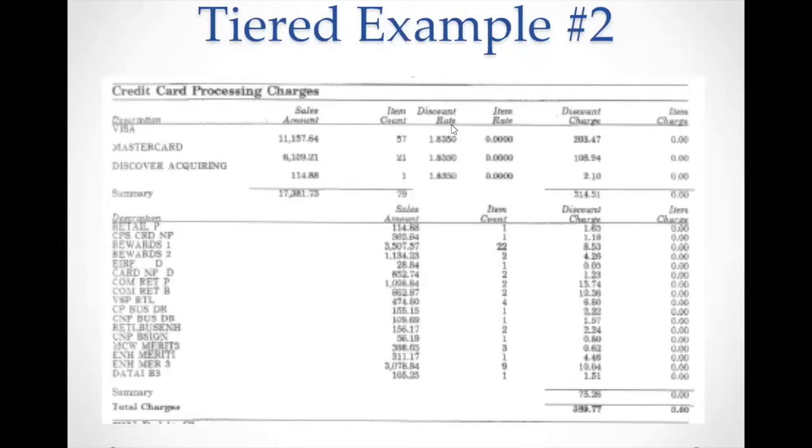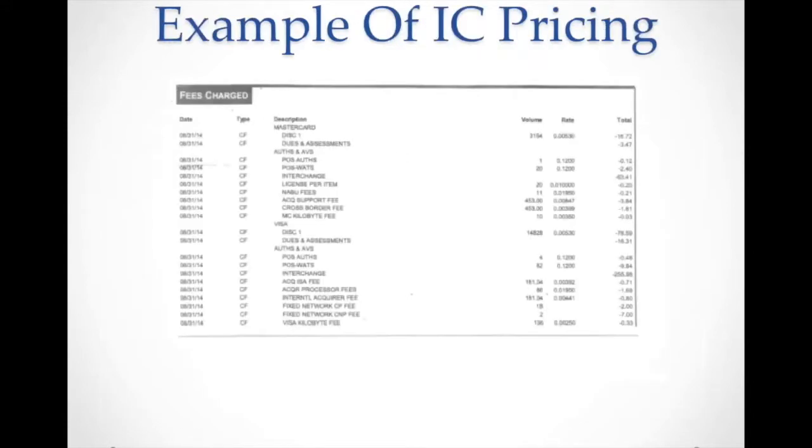You can only see what their qualified rate is, but right here you can point out this is your mid and your non-qualified rates. They're not actually even disclosing what those percentages are, but this is where it is. The rewards cards, the business cards, the key entered cards are costing you more, and here's the proof, and that is on top of the 1.83%. Okay, so that's another example of a tiered statement.